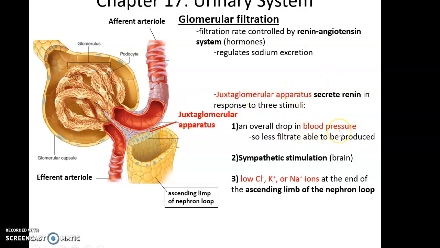This includes blood pressure, overall blood pressure in the body. If that should drop, then that would mean that less filtrate can be produced. So the juxtaglomular apparatus would try to compensate for that. We also have stimulation directly from the brain. And then there is the juxtaglomular apparatus observing the concentrations of electrolytes in the filtrate in the ascending limb of the nephron loop. So it has receptors detecting the composition of these electrolytes. And if these ion concentrations get too low, then the juxtaglomular apparatus will want to increase filtration.